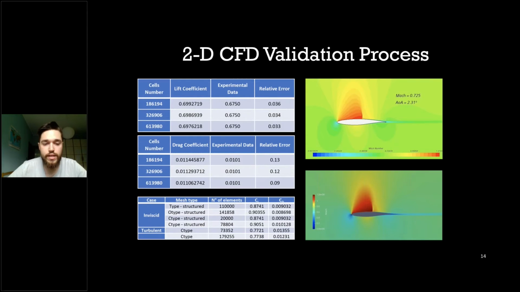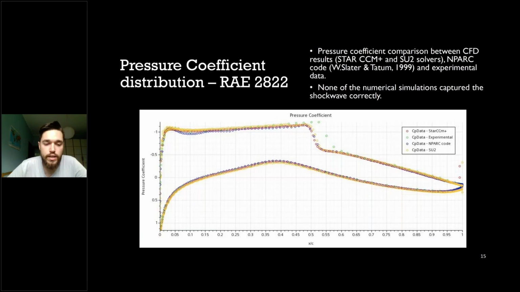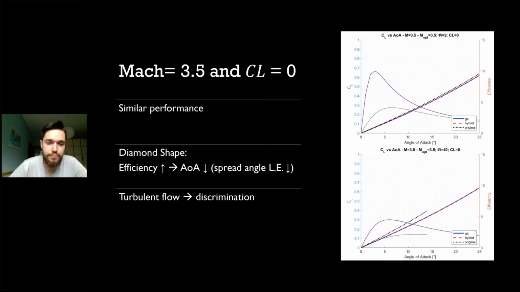The RAE 2822 transonic airfoil has been validated confronting Star-CCM+ and SU2 results. The 3.3% error on the lift coefficient and the 10% error on the drag one can be improved via mesh refinement. The obtained pressure distribution is close to the results of the NASA code, even though all of them show some discrepancies in the shockwave capture.